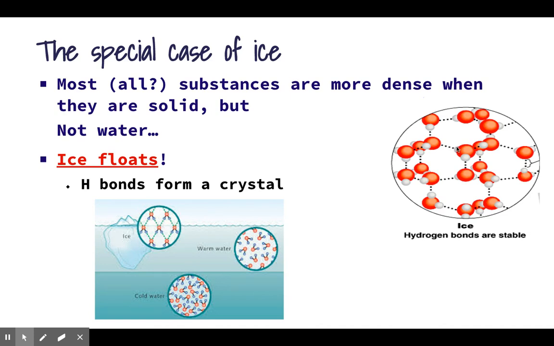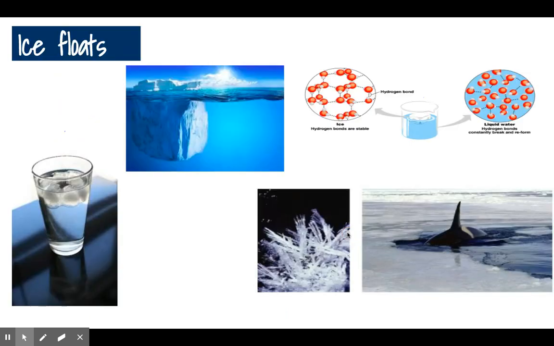As they push farther apart, they form what is known as this crystal lattice. So what does this crystal lattice do? It allows the ice to form. And as it forms, it creates ice and allows it to float on top of the water. Here are some more examples of what ice floating looks like.